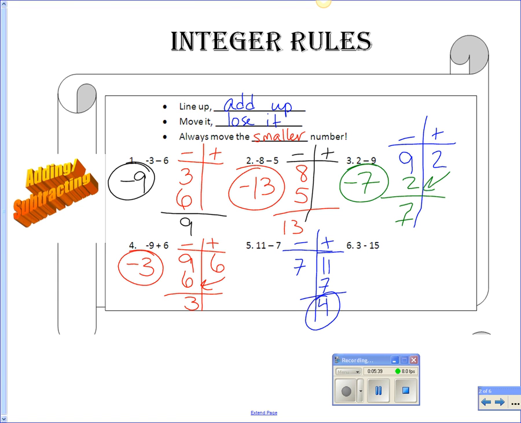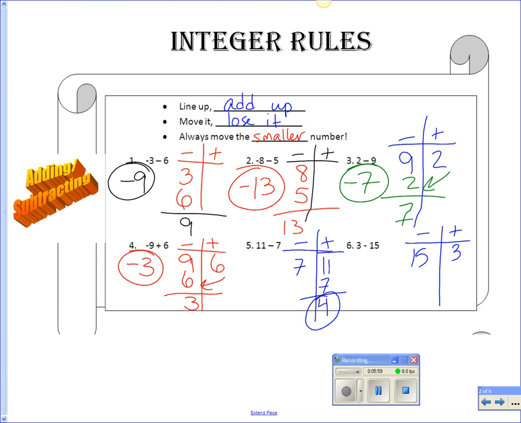All right, I'm going to call on people to help me with this next one. All right, Ashley, where would the 3 go, on what side? Good. And the other Ashley, where would the 15 go? Good.